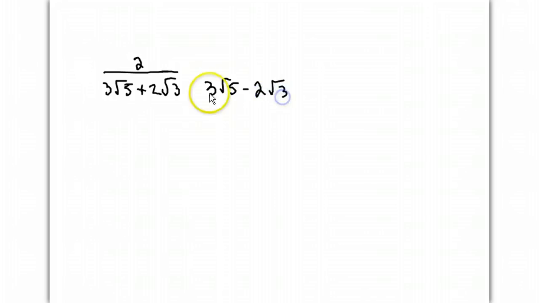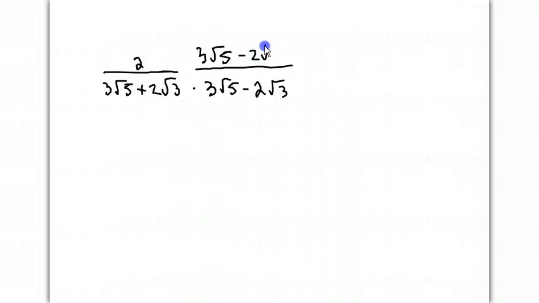Let's try another one. Let's say we have 2 over 3 square root of 5 plus 2 square root of 3. So we have to rationalize this denominator. So we multiply it by the opposite, which is 3 square root of 5 minus 2 square root of 3 times the bottom, and 3 square root of 5 minus 2 square root of 3 times the top. Now, looking at this one, this is in the form a plus b, a minus b. So what we do is we square the first part. So 3 square root of 5, I'll write it out, squared, minus 2 square root of 3 squared.